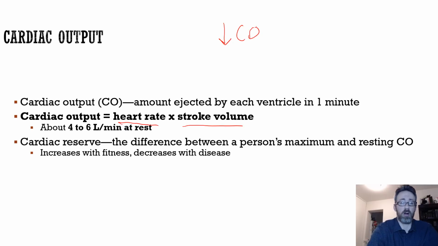Then we have something called the cardiac reserve, and that's the difference between the person's maximum and the resting cardiac output. For example, somebody who's very fit could have a cardiac output during maximal exercise in the order of 35 liters per minute, and at rest, 5 liters per minute. Somebody who has very little cardiac reserve wouldn't be able to get their cardiac output to rise much above rest. When they're trying to exert themselves, it may only go up to 6, 7, or 8 liters per minute, which would severely compromise their ability to exert themselves.